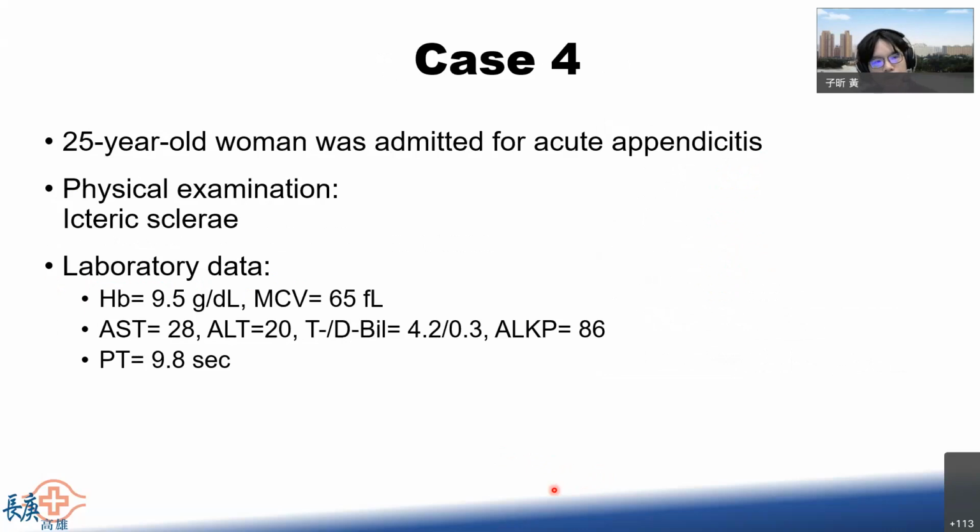This is a 25-year-old female who was admitted to hospital for acute appendicitis. On the physical examination, you see that the patient has icteric sclera. And on the lab data, you see that the patient seems to have anemia. The hemoglobin level is 9.5, MCV is 65, and the AST/ALT are mostly normal. The total bilirubin is 4.2, and the direct bilirubin is only 0.3. And alkaline phosphatase is normal and the PT is not prolonged.